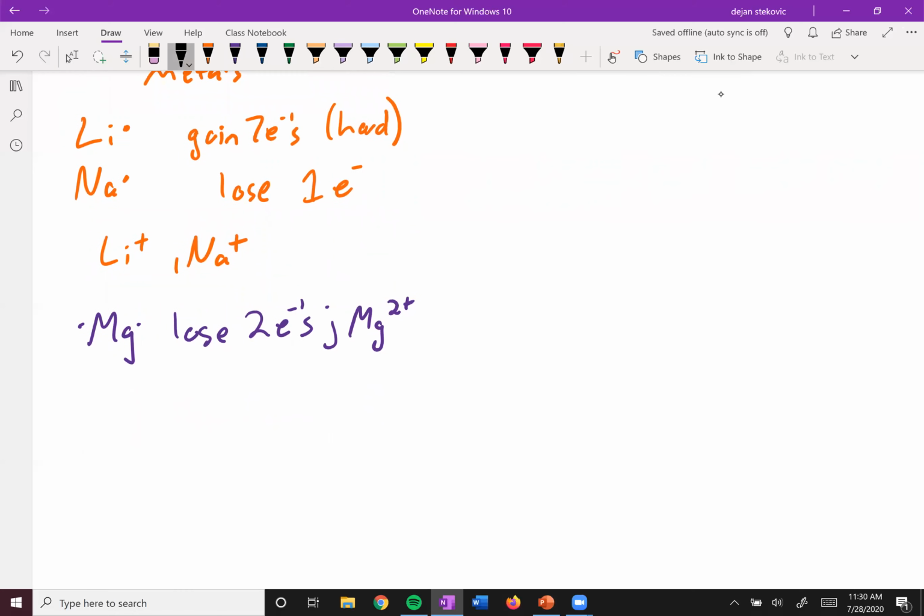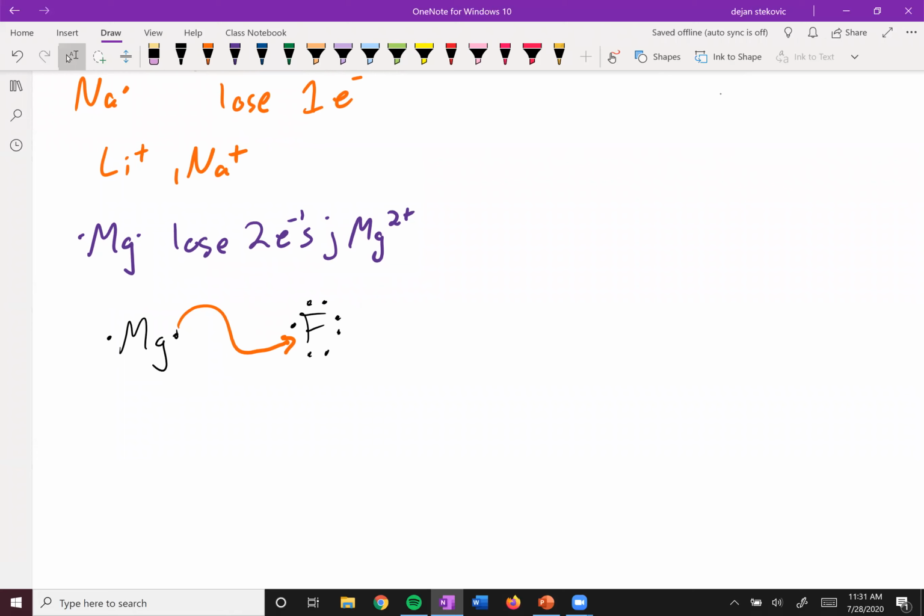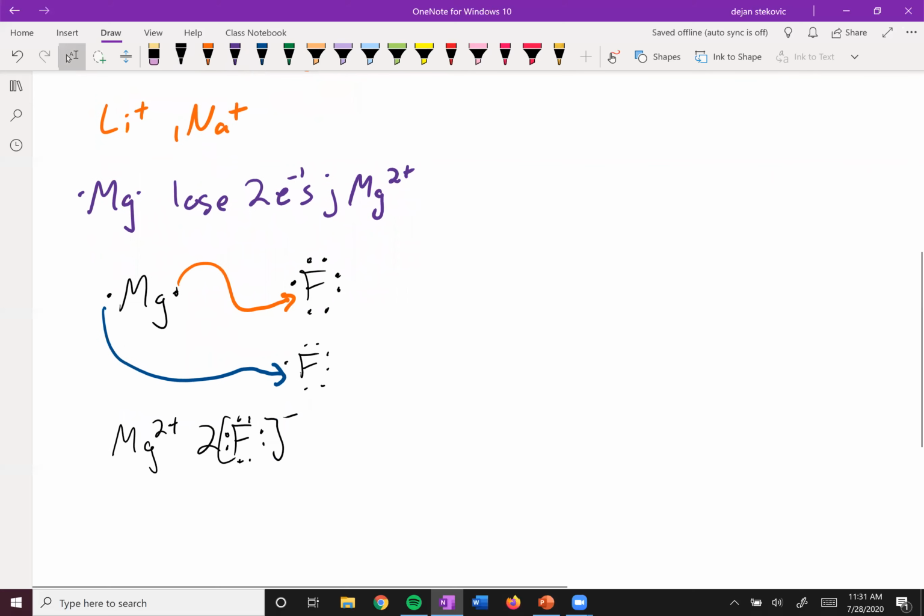So for example, when magnesium interacts with fluorine, fluorine has 7 valence electrons. You can predict that magnesium is going to lose 1 of its electrons to a fluorine, and so that fluorine will have a filled octet, but then magnesium still has 1 more to lose, and so you can predict that it will interact with another fluorine and give up another electron to form our final formula of magnesium 2 plus and 2 F minuses. Right, and so in this case, they're all happy because they all have a full valence shell.